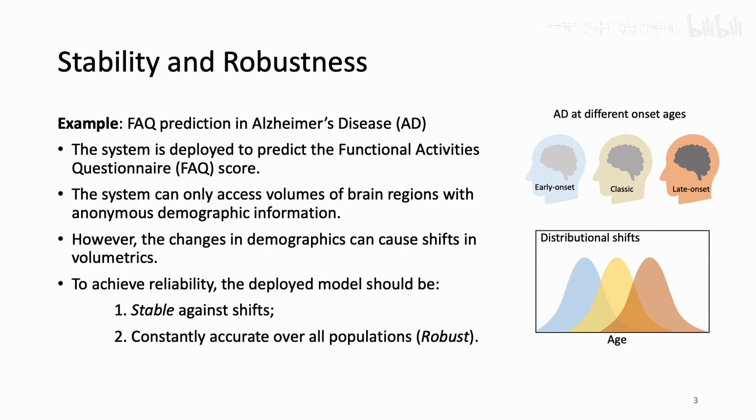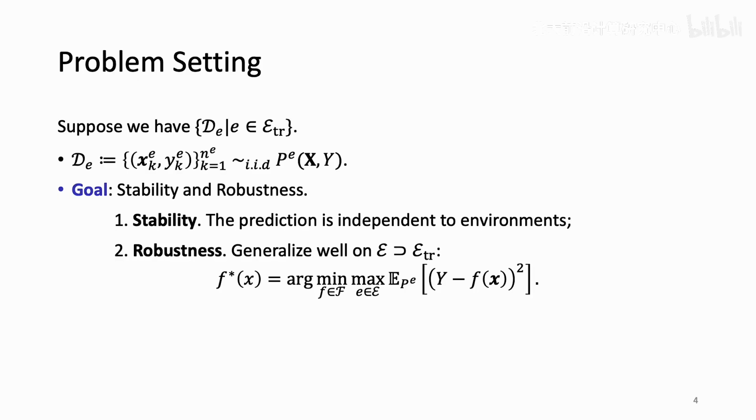To achieve reliability, the deployed model should be stable against demographic changes, and meanwhile be constantly accurate across all populations. For this purpose, we aim to find the most robust, that is, minimax optimal, predictor among the set of stable predictors across all deployed environments.